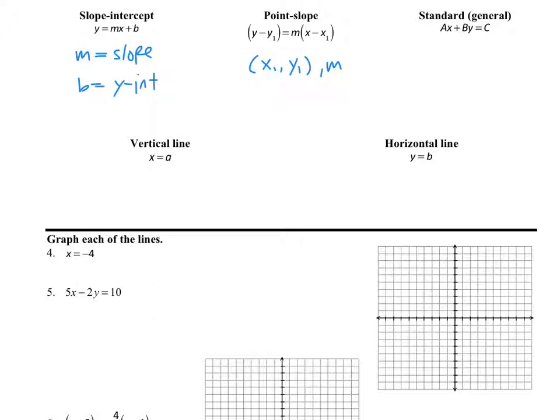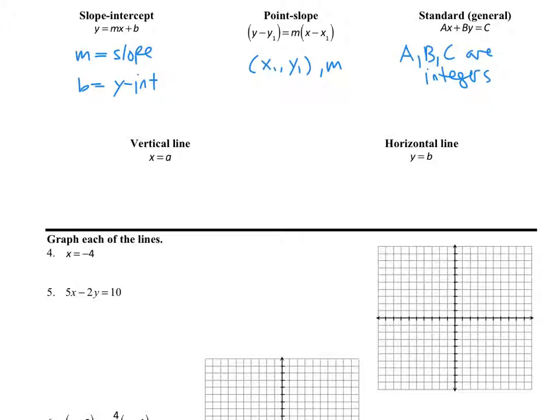And then the third form is called standard form. In standard form, you get your x term and your y term on one side and a constant on the other side. But in standard form, A, B, and C have to always be integers. So A, B, and C cannot be fractions or decimals. And we'll talk about how to make that happen in a minute.